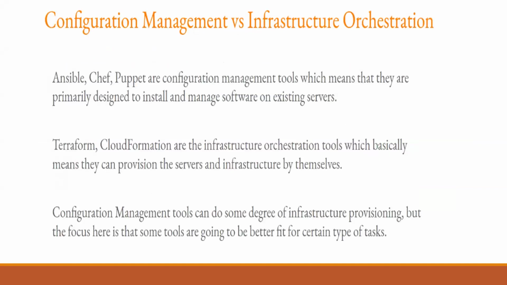So configuration management versus infrastructure orchestration. What is that, guys? IAC is nothing but infra as code, infrastructure orchestration. So Terraform is the infrastructure orchestration tool. Ansible, Chef, Puppet are the configuration management tools, which means that they are primarily designed to install and manage software on existing servers. This will not create the servers. So Ansible, Chef, Puppet are the configuration management tools.